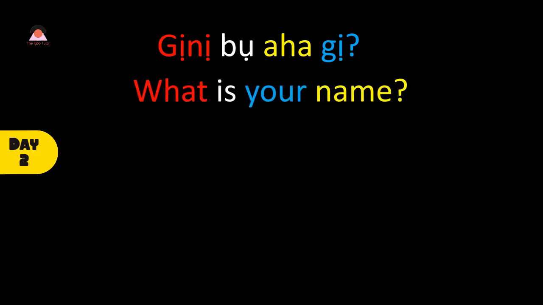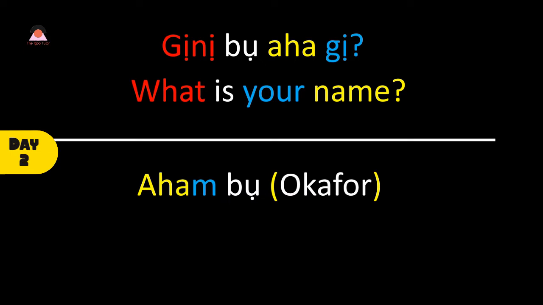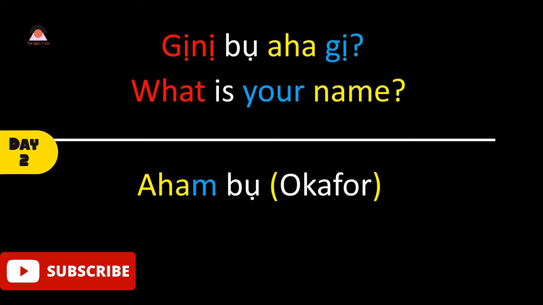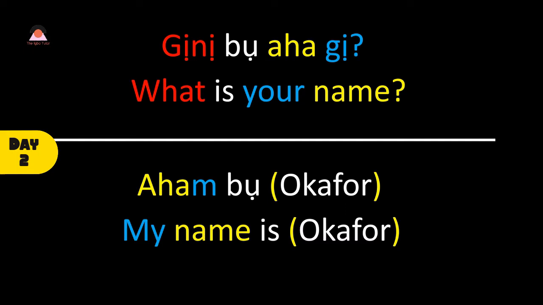Observe that we use colors to identify the individual meaning of the words that make up the sentence. Having asked me this question, what will be my answer? I will reply, aha m bụ Okafọ, which means my name is Okafọ. Go out there, ask your mom, dad, children, neighbor, friends, gịnị bụ aha gị, and demand for answer from them. If they don't know the answer, give them idea. Aha m bụ Chinyere, or whatever is their name.